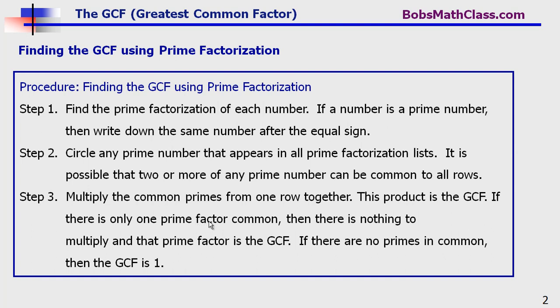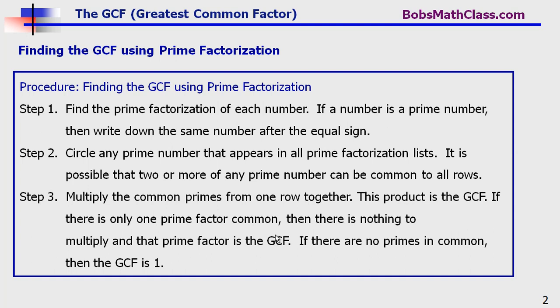This also applies to algebra. We're going to use this same method when we get to algebra. So learning these methods now, and maybe with some problems you could see the greatest common factor without doing any work, but we still want to have a proper process. Okay. Once again, step 1. Find the prime factorization of each number. That's the tree or the division box. If a number is prime, then write down the same number after the equal sign.